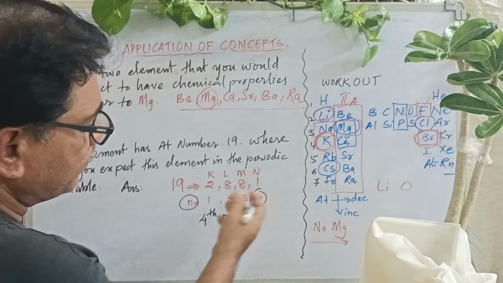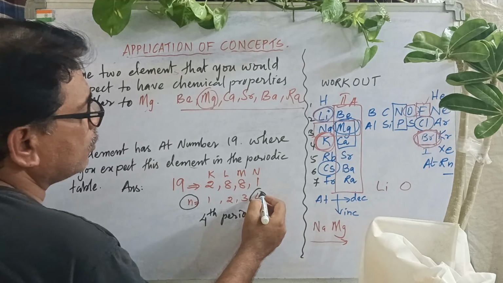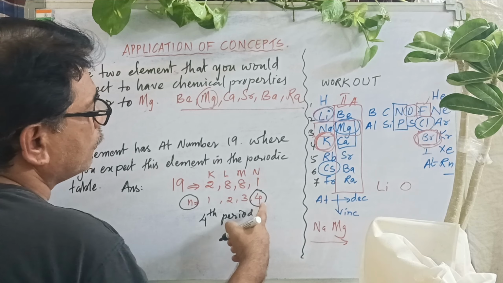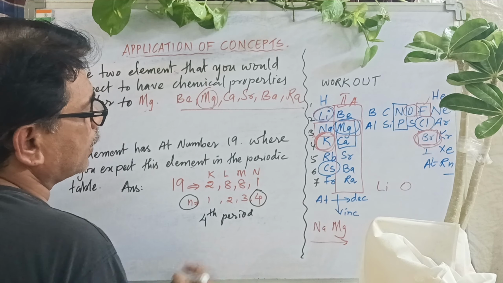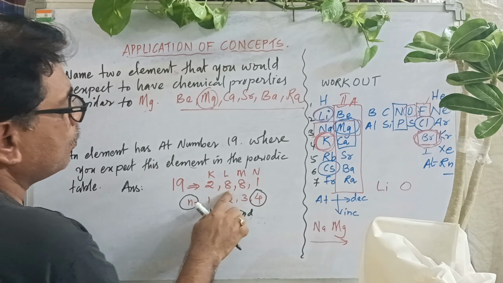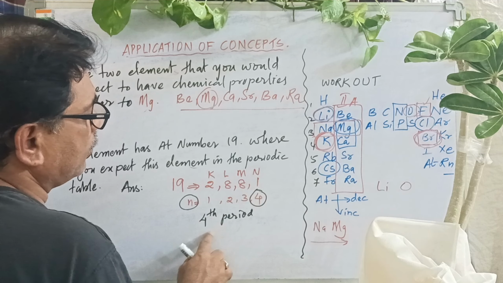Moreover, you can simply split them and you will come to know. And what else did you get here? 4, isn't it? You got 4 here. So 4 means it is the fourth period. Clear, confirmed. The other thing is what? 1 shell, 2 shell, 3 shell, and 4 shell. So it will be the fourth period.